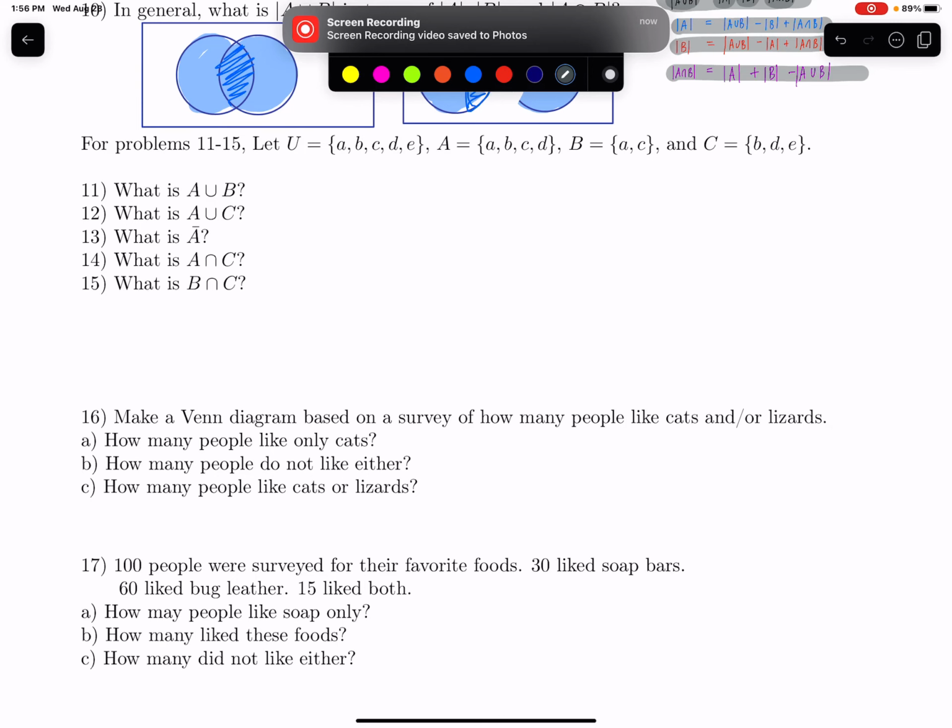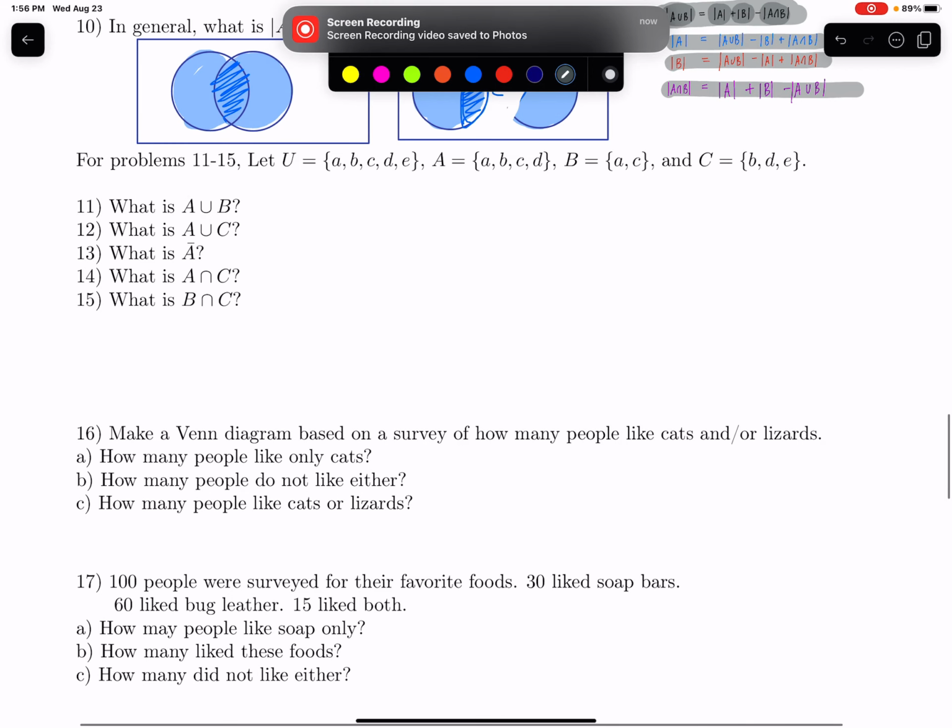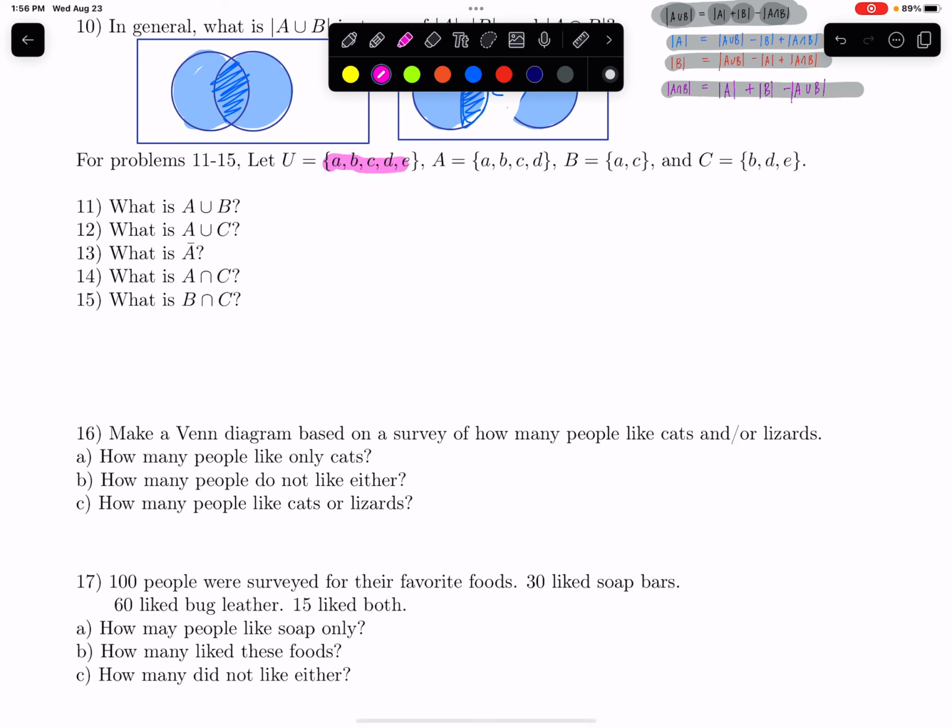Problems number 11 through 15. This time we have the universe being A, B, C, D, E. A is the set A, B, C, D. B is the set A, C. And C is the set B, D, E.